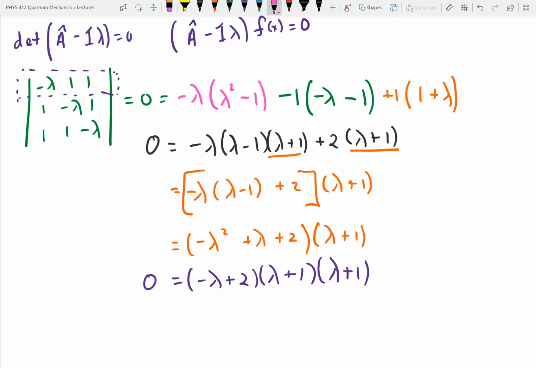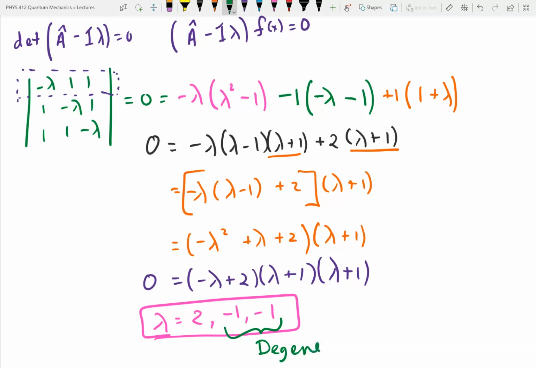What are my roots then? So we have 2 and 2 sets of -1. Okay, so there's my eigenvalues. Well, it's 1 set, but 2 occurrences of -1. What do we call it when we have 2 eigenvalues that are the same? Is it degenerate? Yes. So this one was a harder problem because it's degenerate.